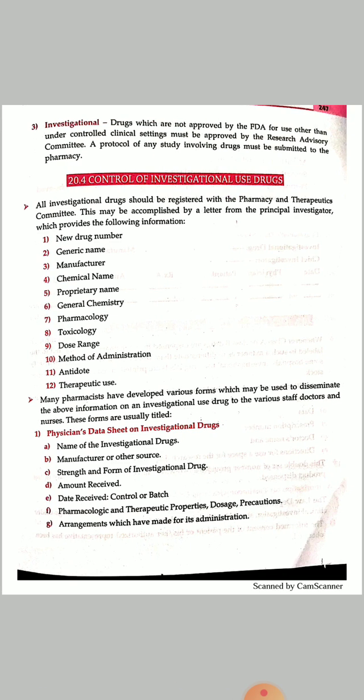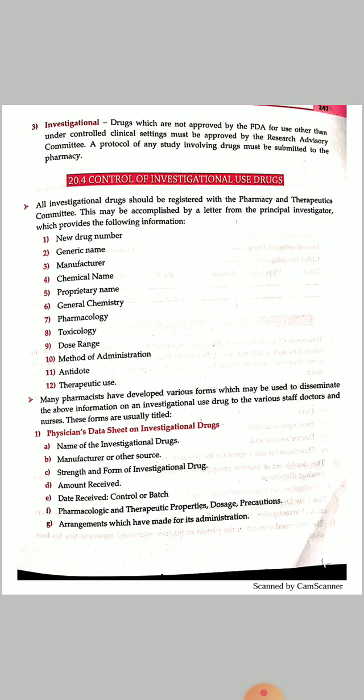The next class is the investigational drugs, which are not approved by the FDA for use other than under controlled clinical settings and must be approved by the research advisory committee. A protocol of any study involving the drugs must be submitted to the pharmacy. Next, what are the controls of the investigational use of drugs?